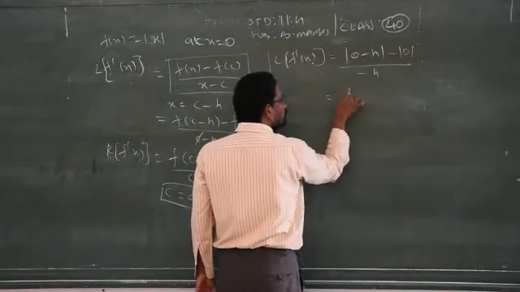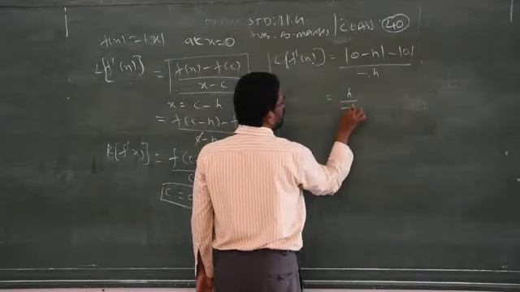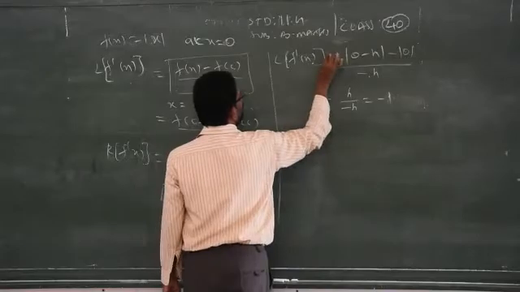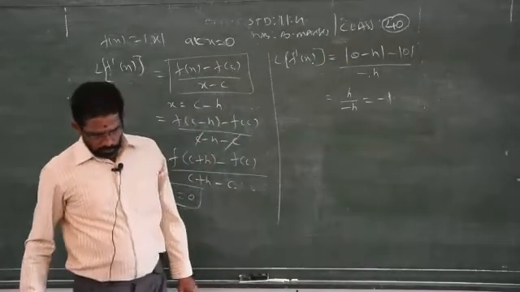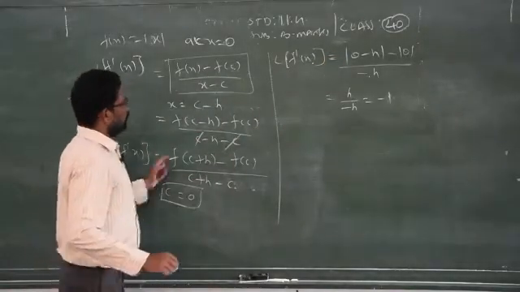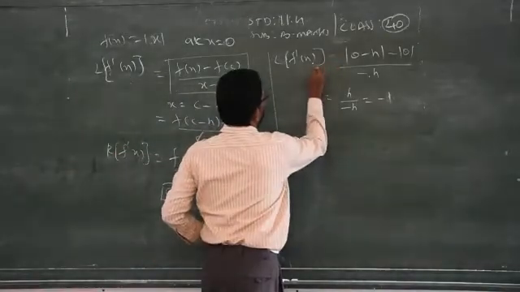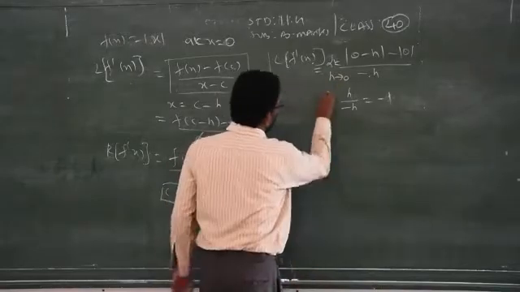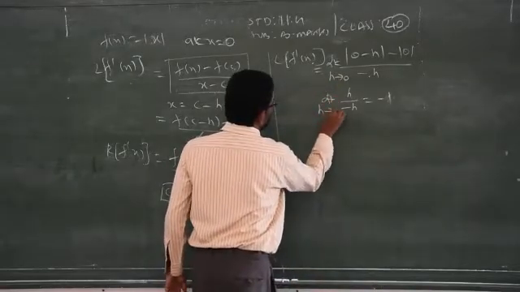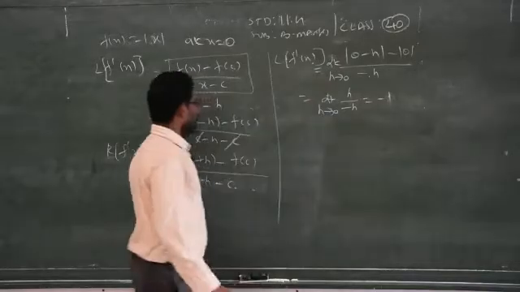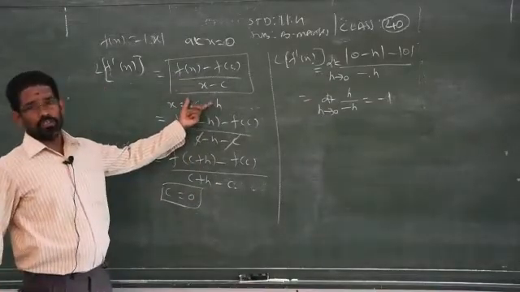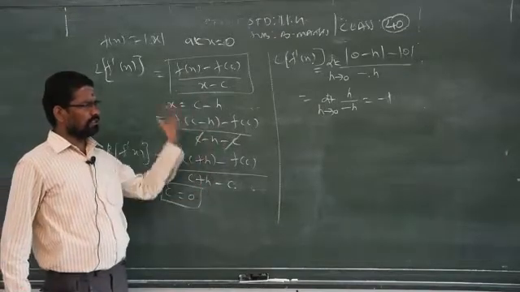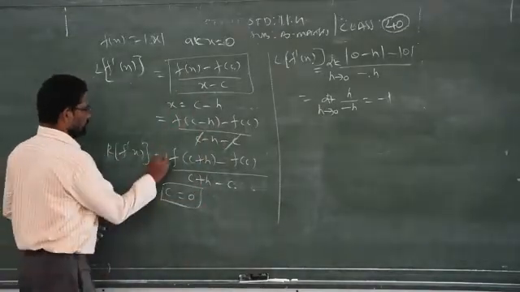Minus h will become positive, this minus h, so minus 1. So what is the limit? Here x goes to 0. Once you replace x by h, you have to replace the limit as well: limit h goes to 0. It is the same problem. Only the formula gets changed for continuity and derivatives. Only the formula is different; the remaining part you have to replace as it is.